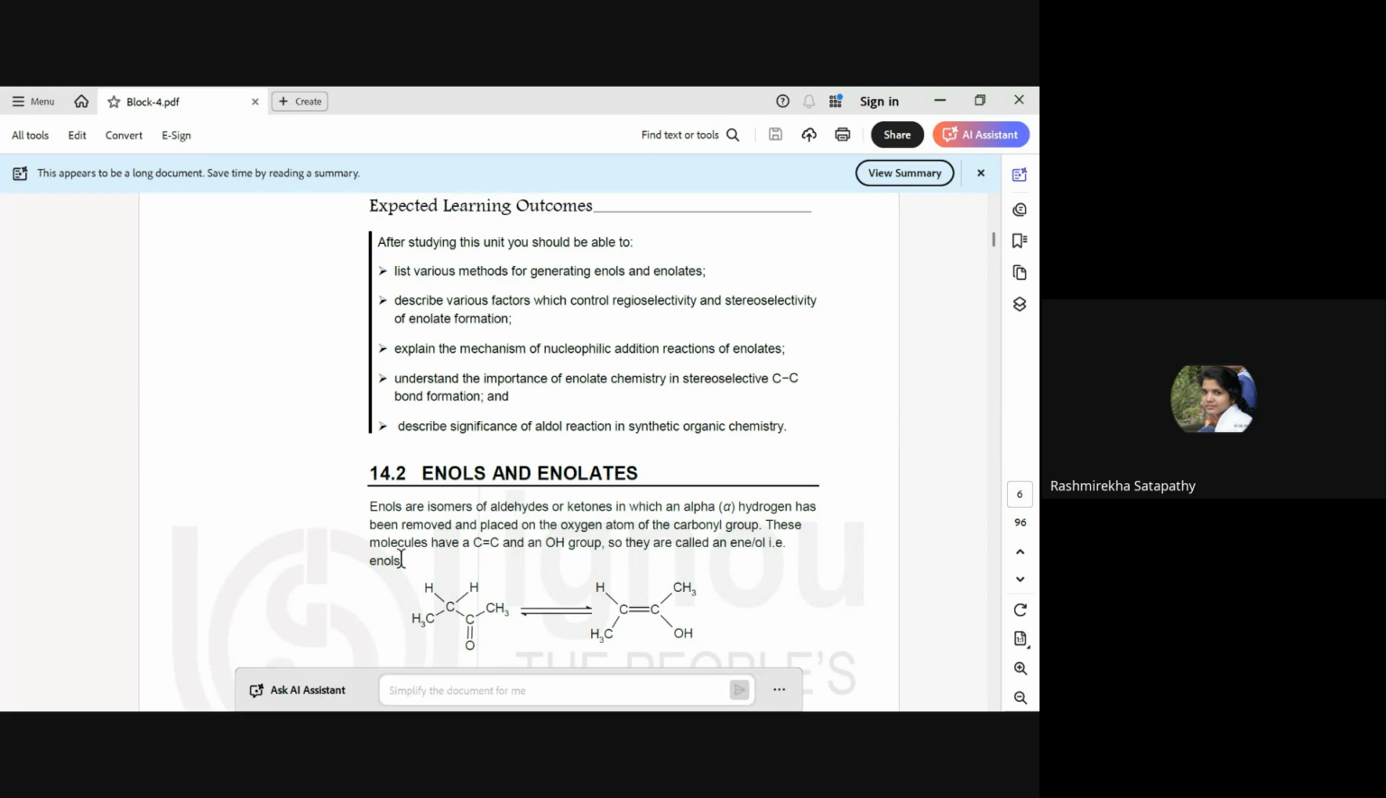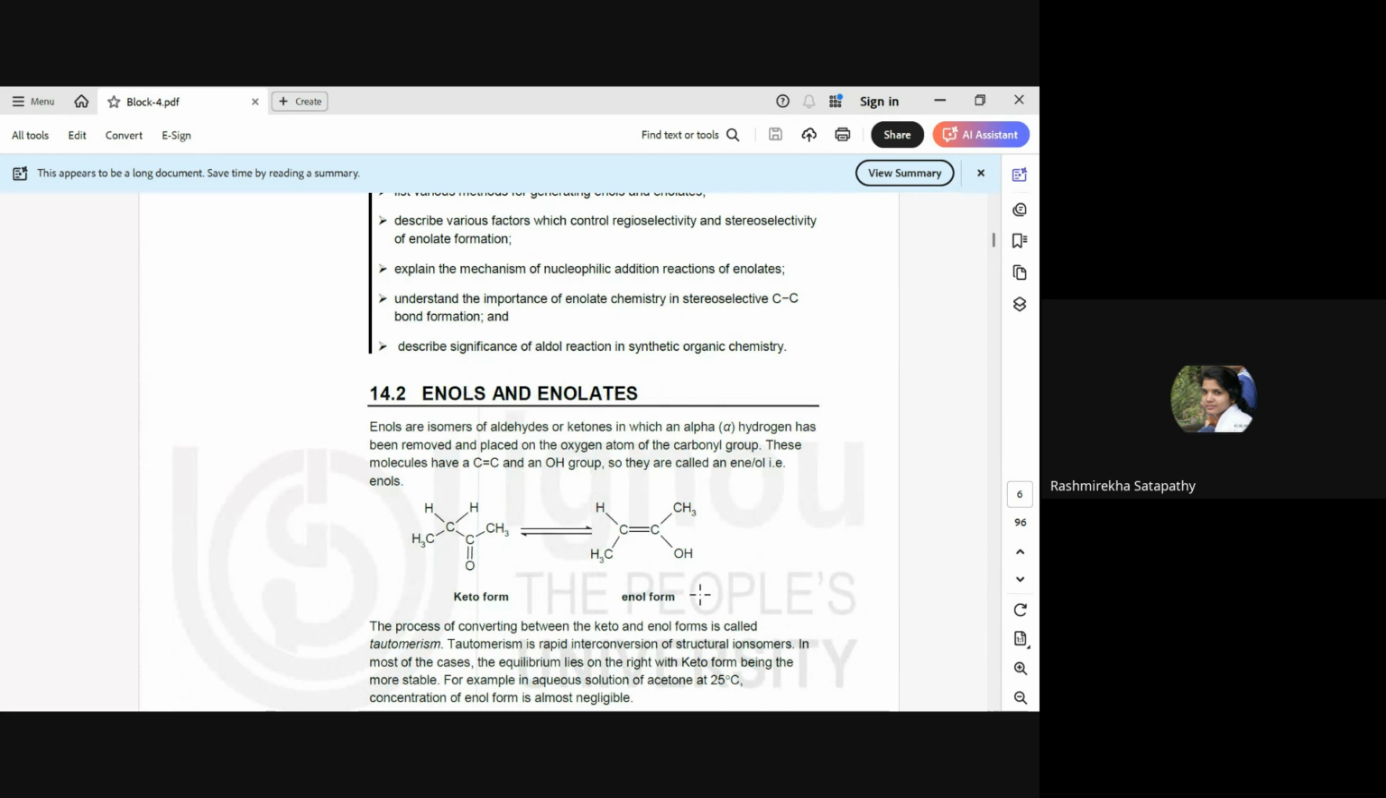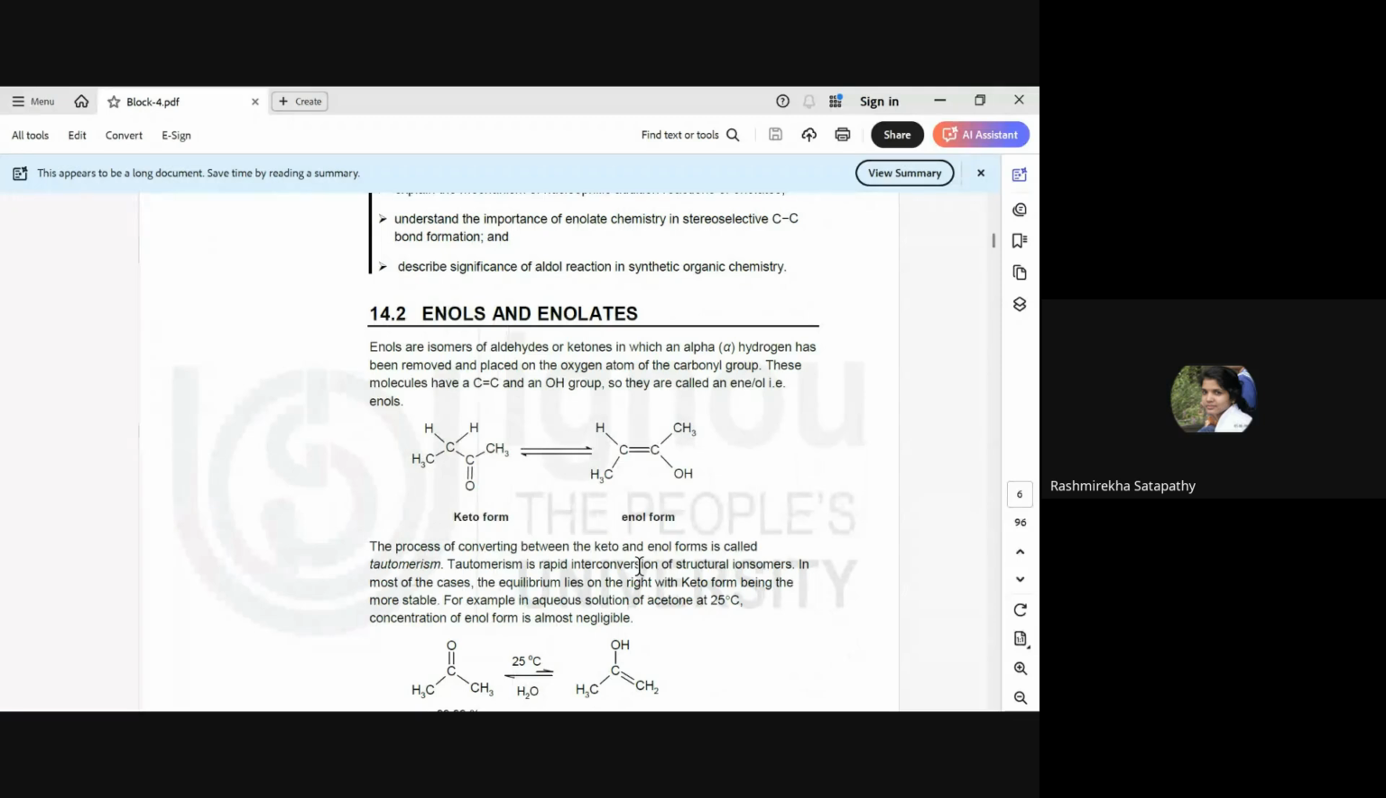This is the keto compound. This isomerizes to its enol form. This is the enol form. This is the keto form. This is the enol form. The process of converting between the keto and the enol form is called tautomerism. This keto form is converted to the enol form. When the keto form is converted to enol form, this is keto.